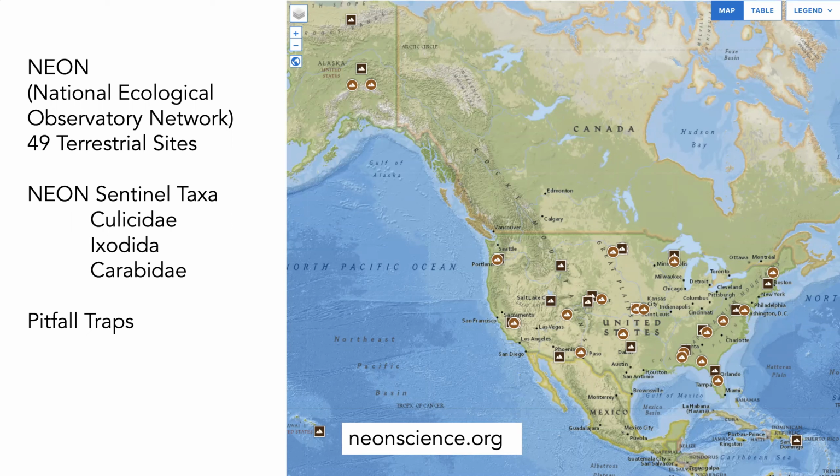So NEON collects all types of data, but we're only going to talk about one form of the data that they collect. They study many sentinel taxa, including vertebrates, but the invertebrate arthropods that they collect: mosquitoes using CO2 traps. They collect ticks by dragging sheets across the ground. But of interest to us is that they collect ground beetles using pitfall traps.